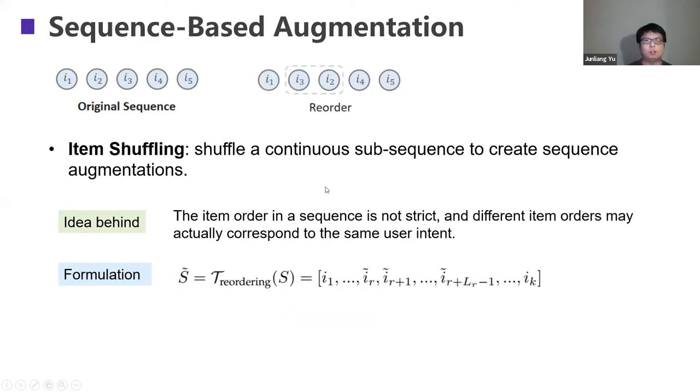And besides, we can also shuffle the items in a continuous subsequence to create sequence augmentations. The idea behind it is that we often assume the item order in a sequence is very strict, but actually many external factors can impact the order. So different item orders may correspond to the same user intent. So we can shuffle the subsequence and get a new sequence which actually corresponds to the same user intent.